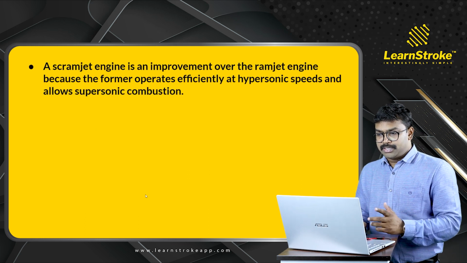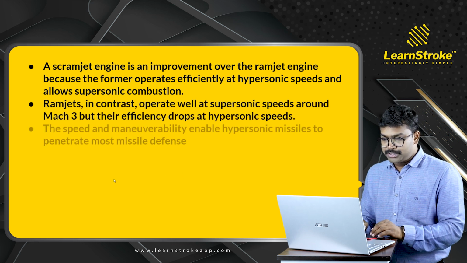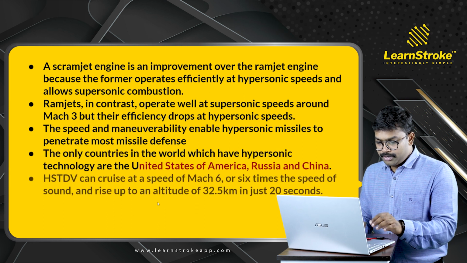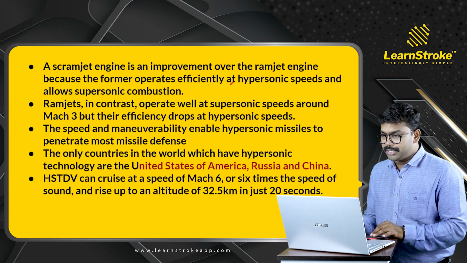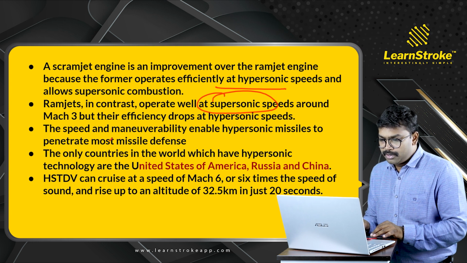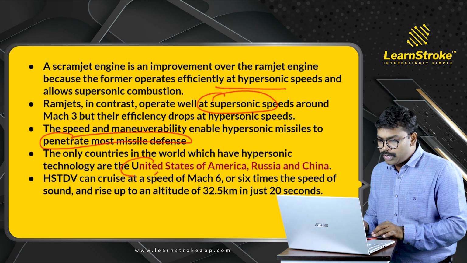A scramjet operates at hypersonic speeds. Ramjets operate at supersonic speeds. And basically the systems, let's take a close look at this. Scramjet, hypersonic speeds. Ramjet operates in supersonic speeds, and the speed and maneuverability is creating that most defense systems in the world. And you have United States of America, Russia and China, which is having this technology.